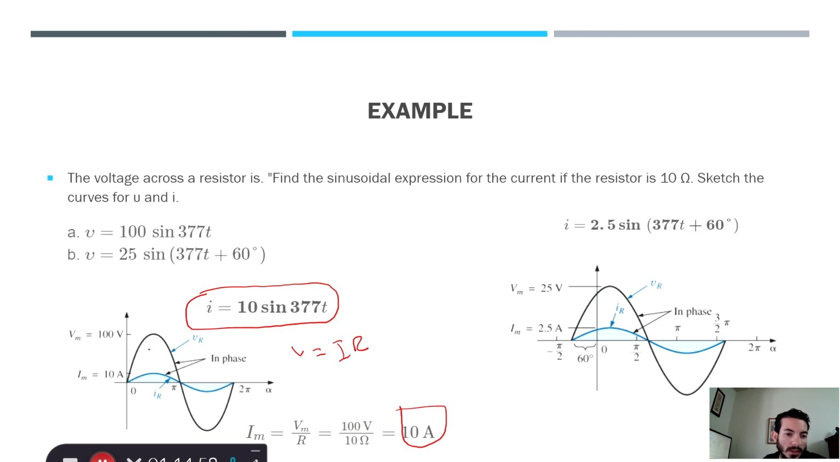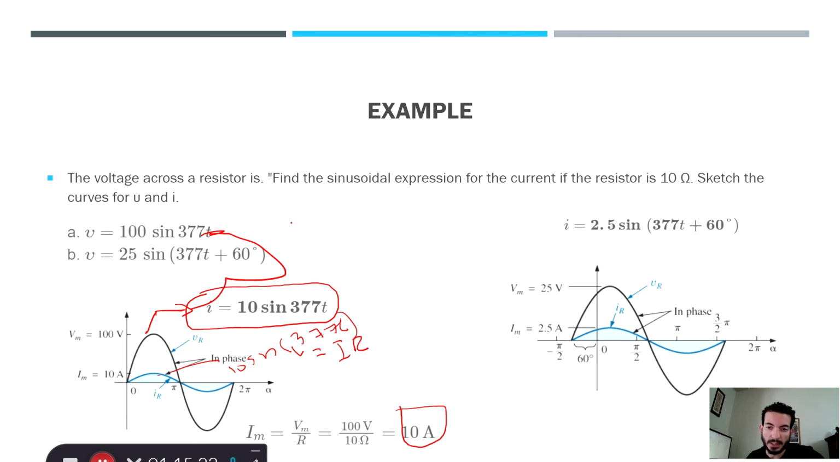So this new curve is 10 sine of 377t. This original curve is this one, 100 sine 377t. Okay, so it's very simple. When a wave goes through a resistor, the only thing that changes is the amplitude. So just take, if it's current or voltage, be careful, follow Ohm's law, and you should be able to only manipulate the amplitude.